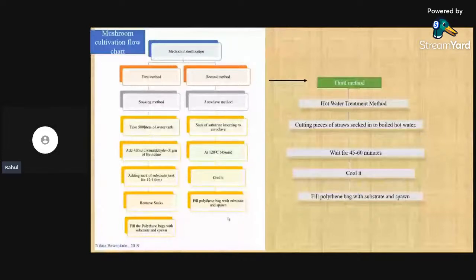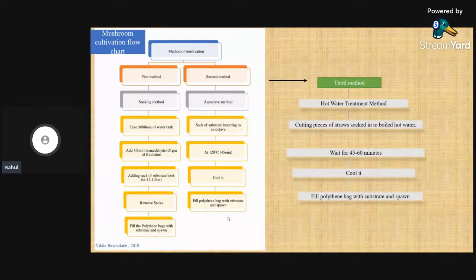Now the third method, we have preferred the third method. Why are we preferring it? Because a lay farmer could not have an autoclave. It costs around 60 to 90,000 to buy one. And in the chemical procedure, if they use a larger amount of formaldehyde or bavistin, it can be carcinogenic for human beings. So we are going for the third method, the hot water treatment method, and it is the easier process for cultivation.